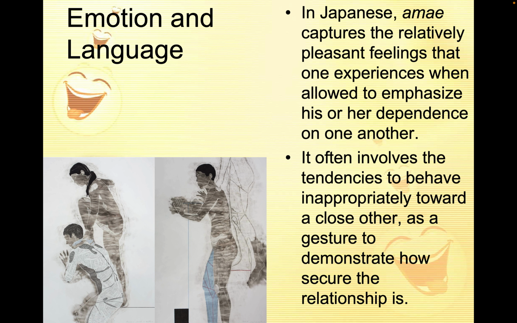So it would be if a husband and wife, the husband insulted the wife all the time and she just kind of laughed it off or accepted it. That would be amae. Or vice versa. If a wife treated a husband incorrectly or inappropriately and he accepted it, that would be a form of amae. Maybe it was inappropriate, but he would still accept it.